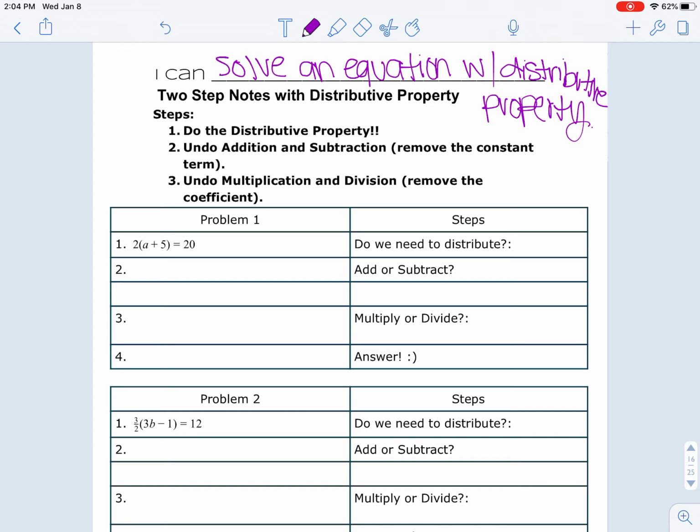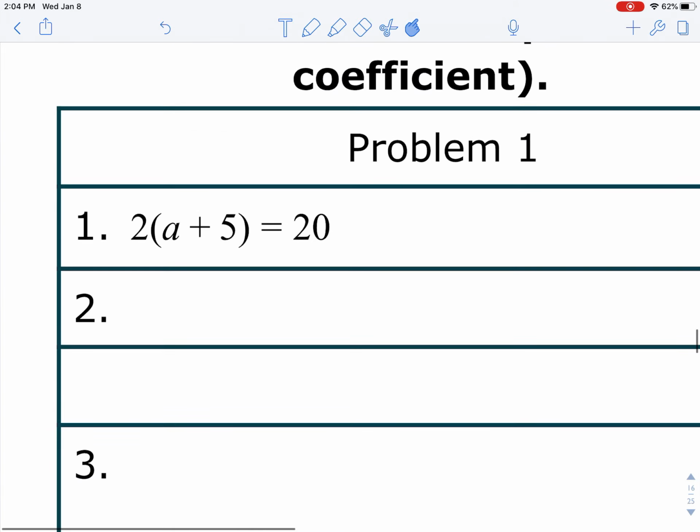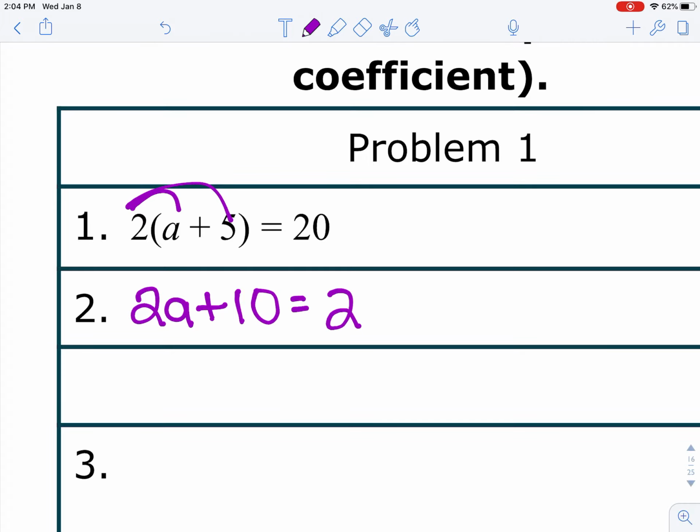So if you look at problem number 1, we got 2 times (a plus 5) equals 20. I do need to distribute because I have parentheses. Now, when I distribute, I've got to take that 2, multiply it by a, which would give me 2a. I also have to take that 2, multiply it by 5, and I know 2 times 5 gives me 10. It's still equal to 20.